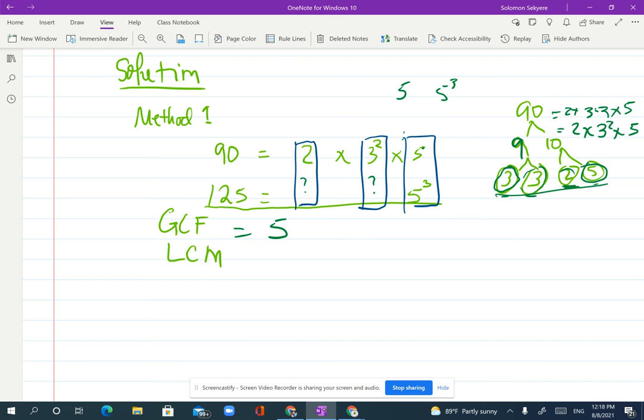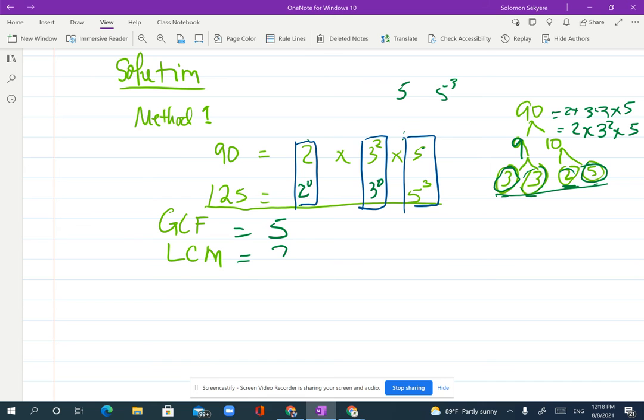For GCF, I only use the column that has a number in each row. The others I skip. For LCM, I do not skip anything. So there's nothing here; we can write this as 2 to the power 0. This is also 3 to the power 0. Anything to the power 0 is 1. In each column I pick the highest one, or the higher one in this case.